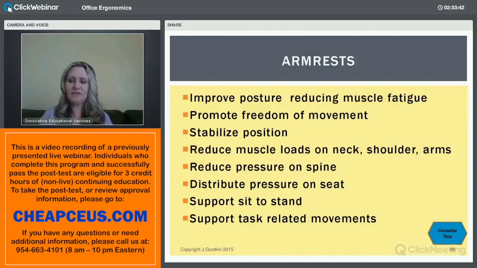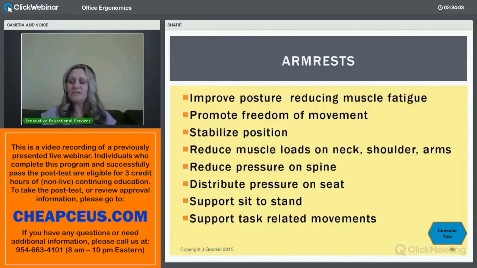Armrests are the next aspect of the chair that we want to take a look at, and armrests are really important. I spend a lot of time taking a look at them because many of the postural deviations that occur can be fixed by adjusting the armrests.